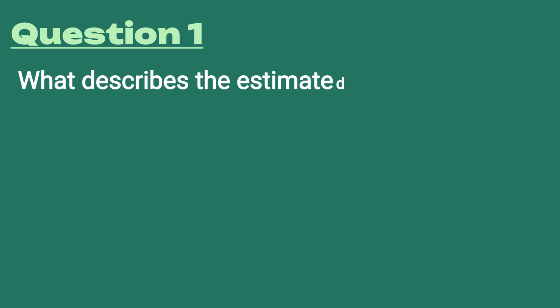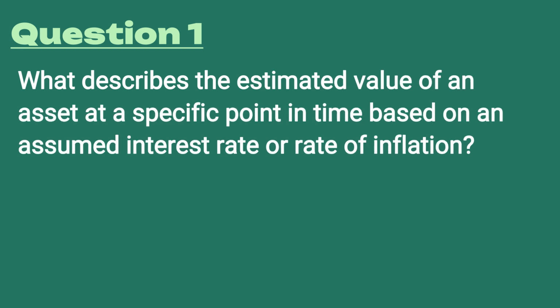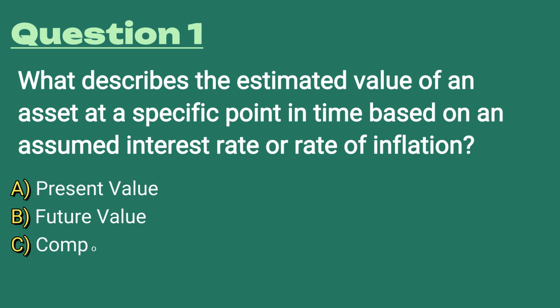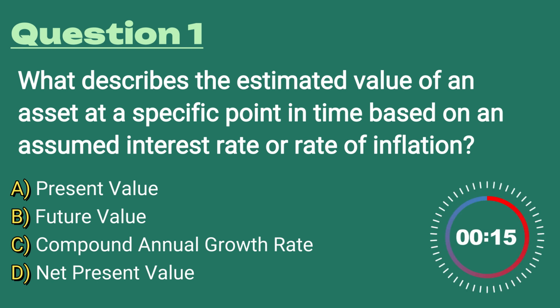What describes the estimated value of an asset at a specific point in time based on an assumed interest rate or rate of inflation? A, present value, B, future value, C, compound annual growth rate, D, net present value.